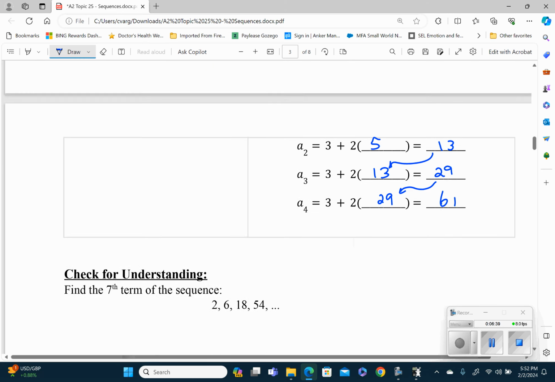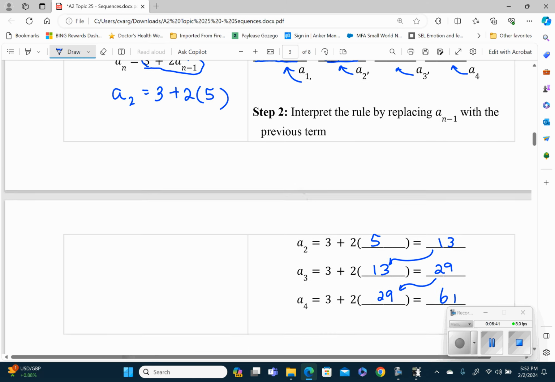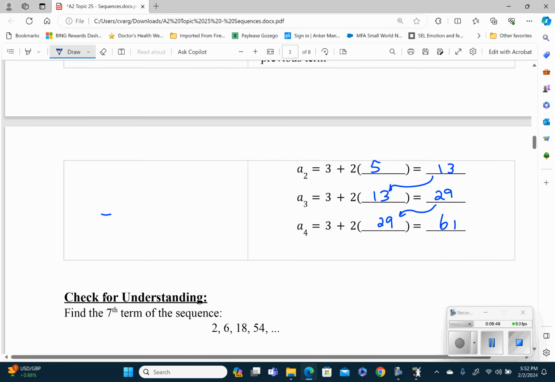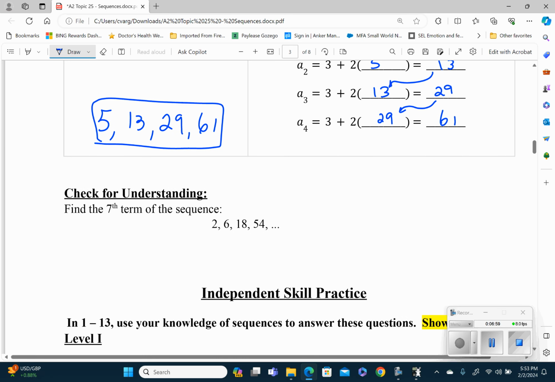So my answer is 13, 29 comes next, and then 61, all 4 of those numbers. So the final answer, 5, comma, 13, comma, 29, comma, 61. That is our first 4 terms. That is our answer. So we're going to stop, do the check for understanding.